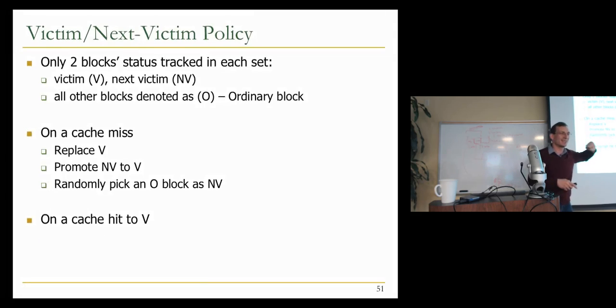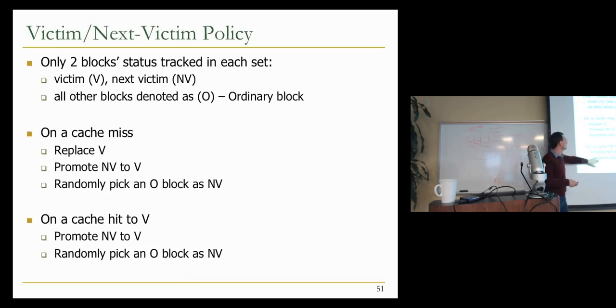Poor guy, right? On a cache hit to victim, you promote next victim to victim, because maybe you were about to make the wrong decision, right? But you didn't make it because it got a hit. And you randomly pick an ordinary block as next victim and turn the victim into an ordinary block. Okay, so you just save this block. Of course, this is assuming an access pattern again, right? LRU in the back of our heads. Because maybe you're providing the last cache hit to the victim and you're never going to reference it again, right?